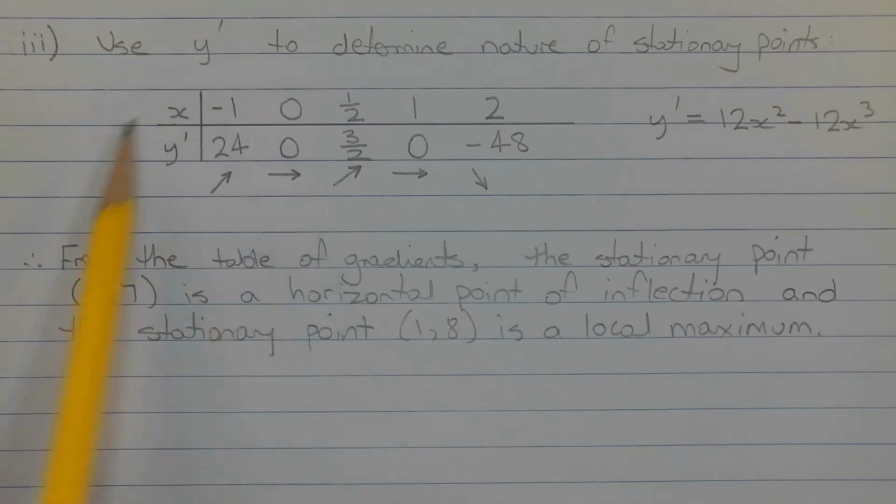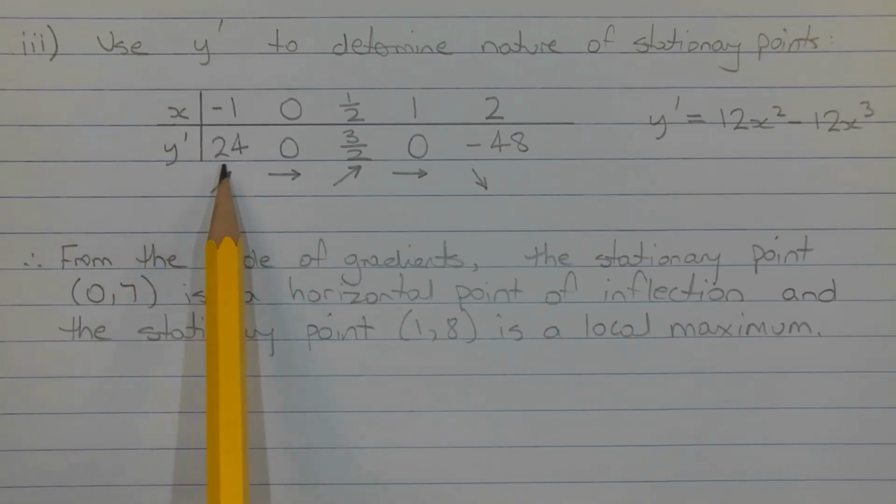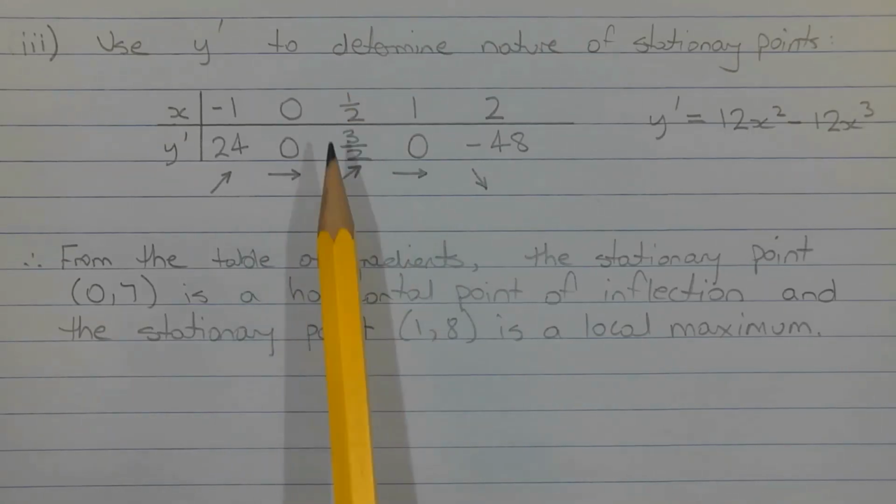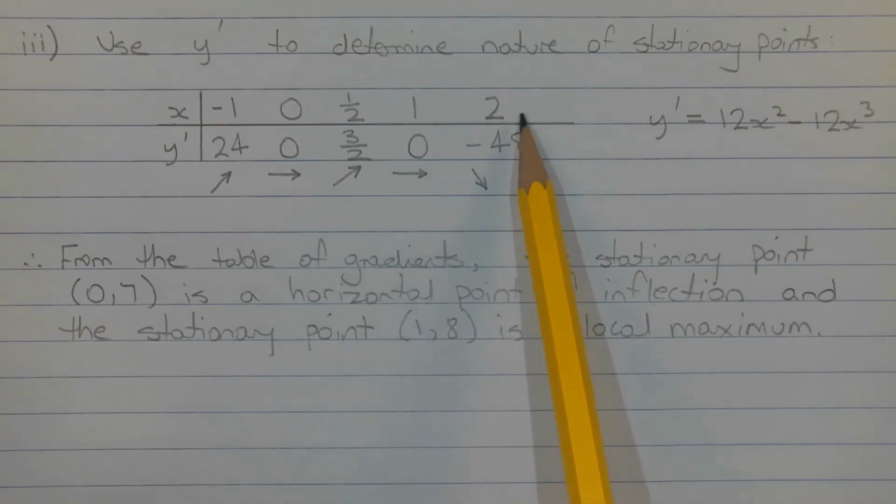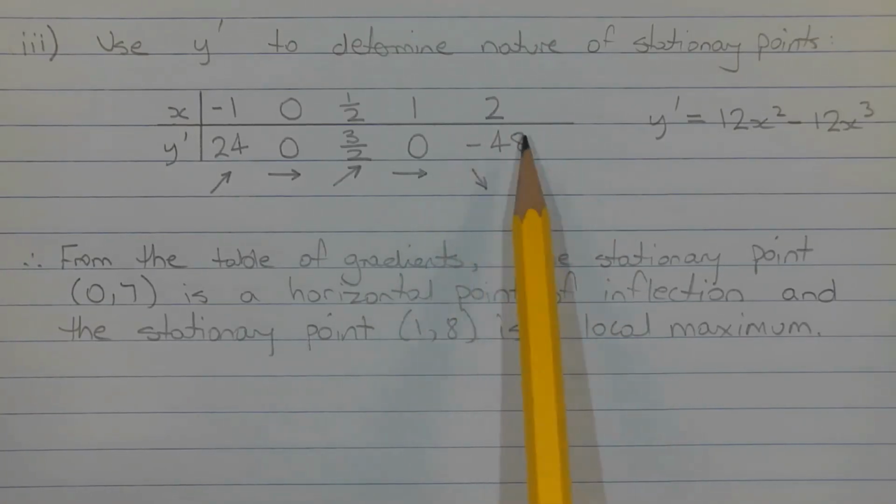When x equals -1, the value of y dash is 24, so that represents a positive gradient. When x equals 1 over 2, the value of y dash is 3 over 2, and again that represents a positive gradient. And when x equals 2, the value of y dash is negative 48, which represents a negative gradient.